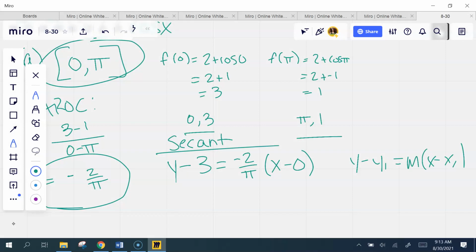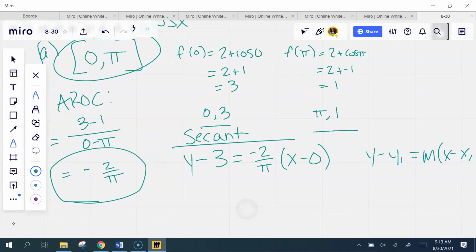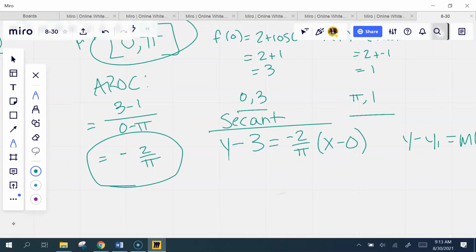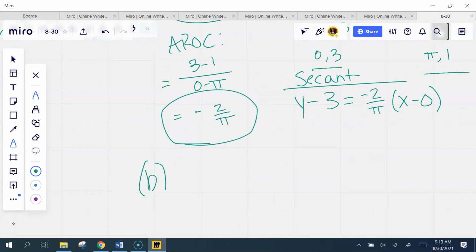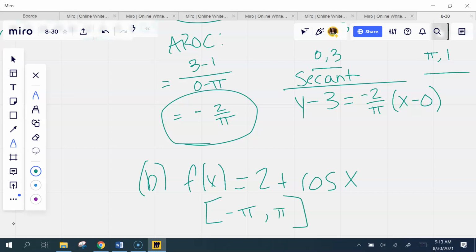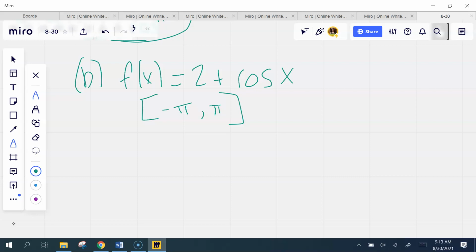Are y'all ready for this? Actually, let's do the other half of this, and then we'll move on to the tangent one. Find the average rate of change, same function. You do this one on your own. Find the average rate of change over the interval negative pi to pi. This is part B.